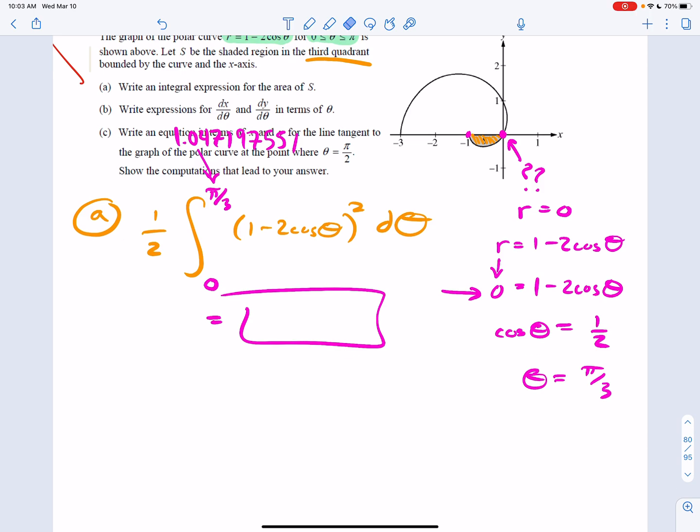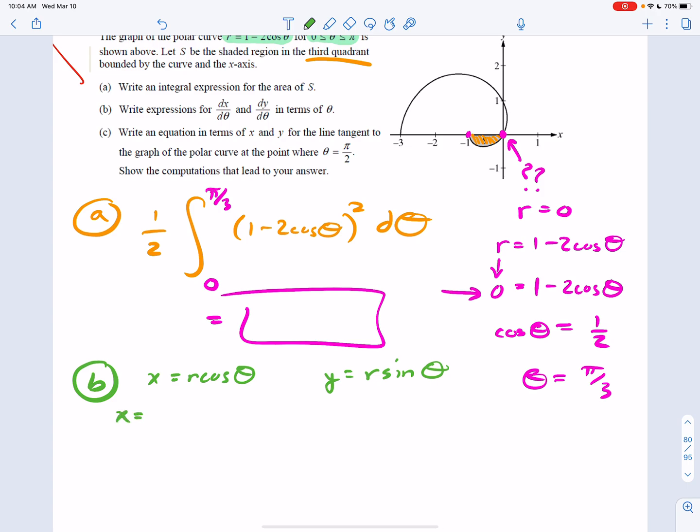All right, here's part B. Part B is asking us to find the expressions for dx d theta and dy d theta. So x, remember, is r cosine theta, and y is the same thing as r sine theta. Notice how that tends to pop up a lot in the past few FRQs, right? We know r is 1 minus 2 cosine theta, and y is the same thing, 1 minus 2 cosine theta times sine theta.